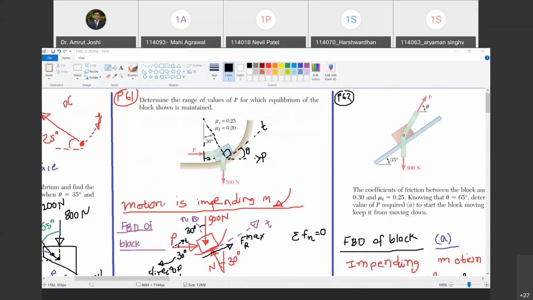So that's what we discussed, and therefore we say the motion is impending. In which direction? It is impending in downward direction. Are you with me? Yes, sir. The motion is impending in downward direction.